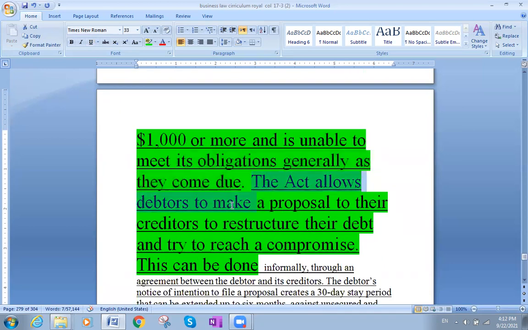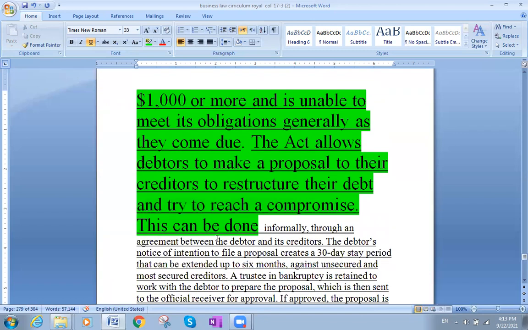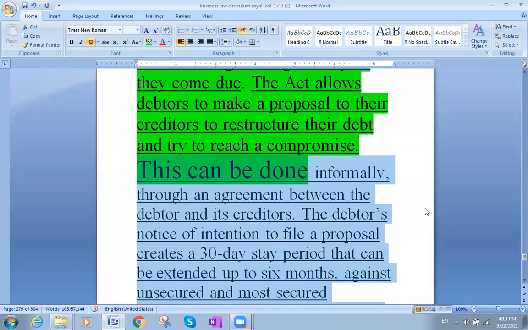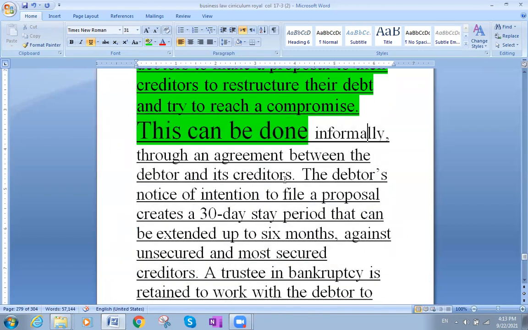The act allows debtors to make a proposal to their creditors to restructure their debt and try to reach a compromise solution. This can be done informally through agreement, but not in a formal way. They sit at the table and try to solve the problem, an agreement between the debtor and the creditor. "I don't have money to pay. Can you extend the time period of payment?"